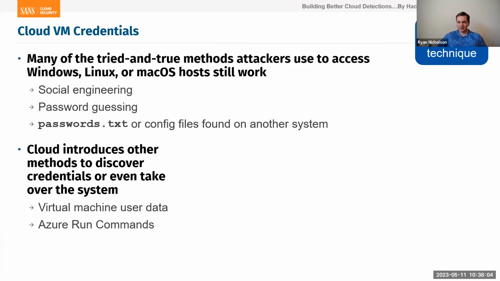There could be configuration files or someone saving passwords.txt or something similar on that system, which again contains that raw username and password information that attackers could be after. But in cloud, there are other methods that an attacker could use to get access to the file system of that virtual machine instead of having to break in or trick a user into handing their credentials over to give access to that VM. One could be that maybe these sensitive values are provided as part of what vendors call user data.